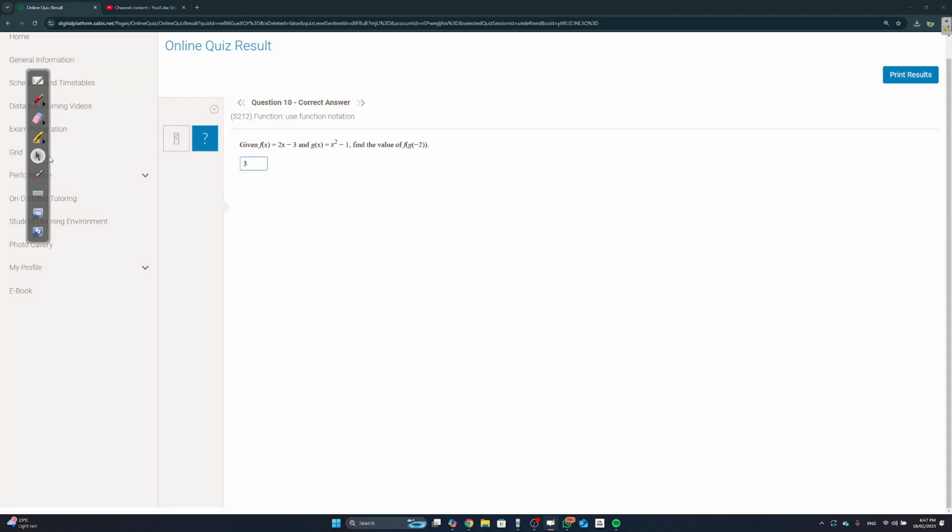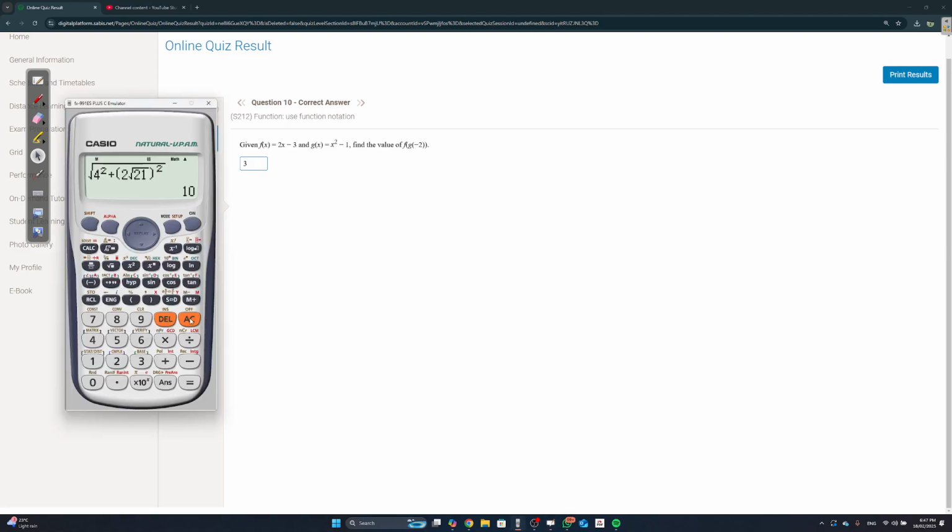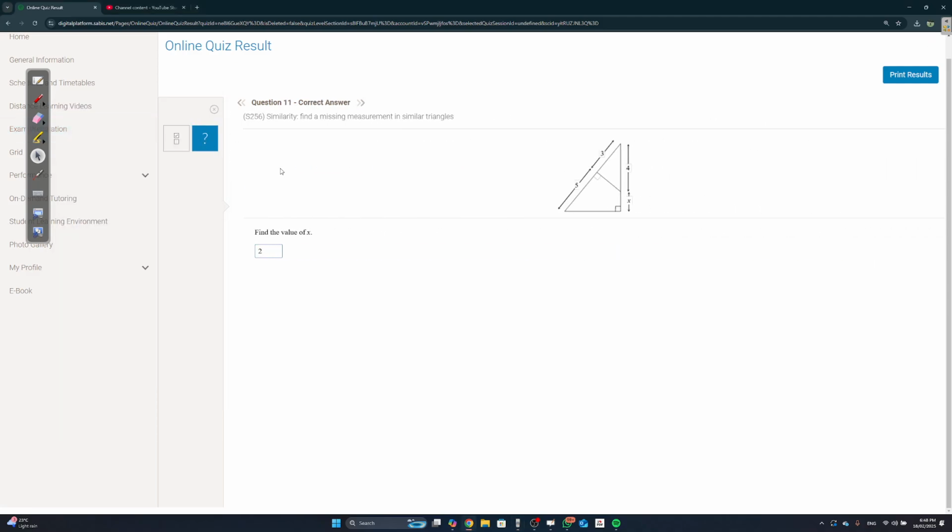Question 10. Given f of x is 2x minus 3 and g of x is x squared minus 1, find f of g of minus 2. This is a very nice, cute, petite question. We love to see these. In the exam, I think it was 12. I'm not sure. Anyways, f of g of minus 2. First, you want to find g of minus 2. What's g of minus 2? It's minus 2 squared minus 1. Okay, you're going to get 3. Then substitute 3. 2 times 3 minus 3 is 3. I'm not going to waste time on this question.